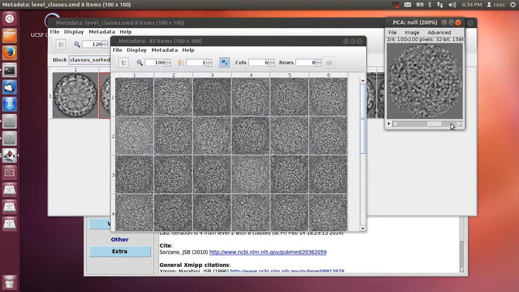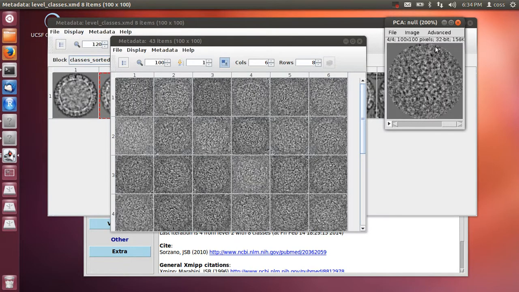If you don't see any structure, like in here, mostly this is noise, so that means that you don't have a heterogeneous population in this class. So ideally, when you do the PCA analysis of the images assigned to a class, you should see all the images like this one. So it is mostly noise.